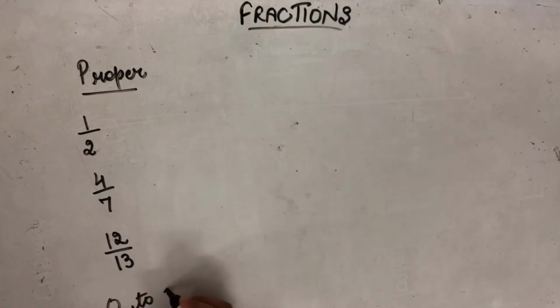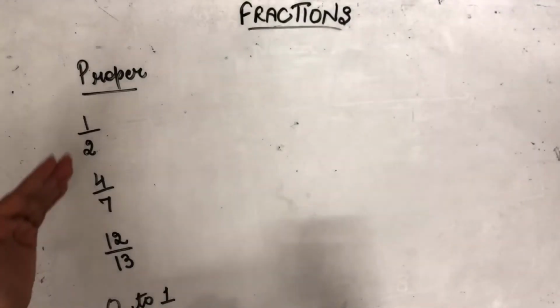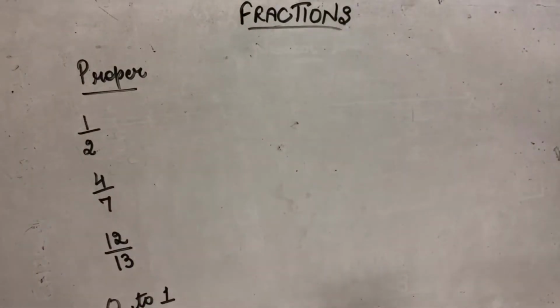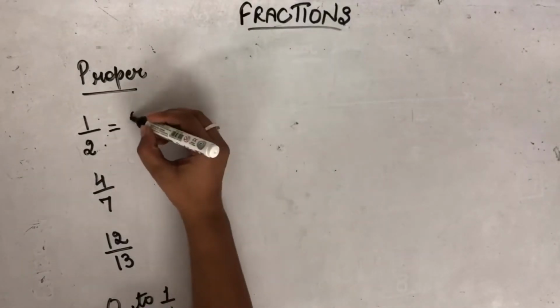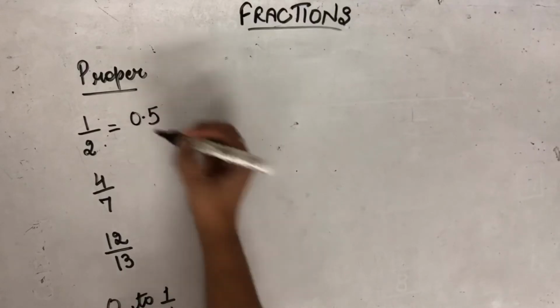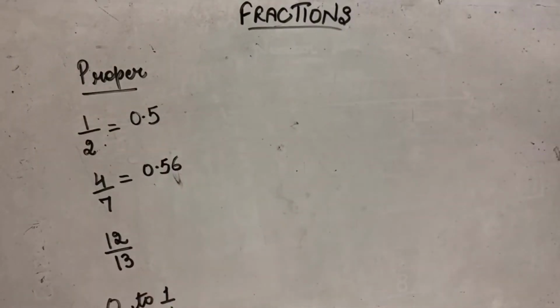And proper fractions always lie between 0 to 1. Why will they lie between 0 to 1? Because whenever you divide these numbers, you will always get an answer which is 0 point something. Either you will get 0 or 1 or any number having 0 point something, like 1 by 2. If I divide this number, I'll get 0.5. A proper fraction always lies between 0 to 1.